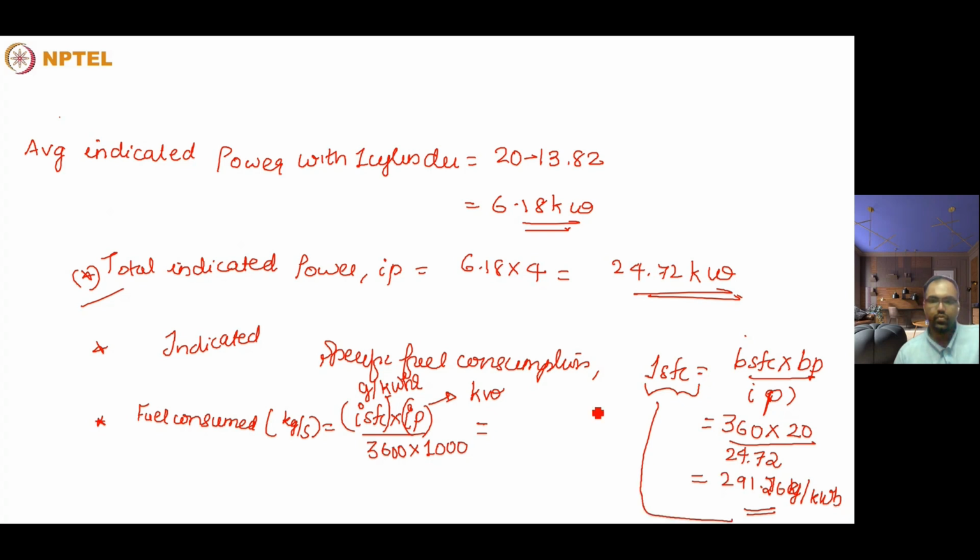So the value will be coming around 291.26 multiplied by indicated power 24.72 divided by 3600 into 1000. It will be coming around 2 into 10 power minus 3 kilogram per second. And we can calculate the required quantity in this question, that is indicated thermal efficiency.